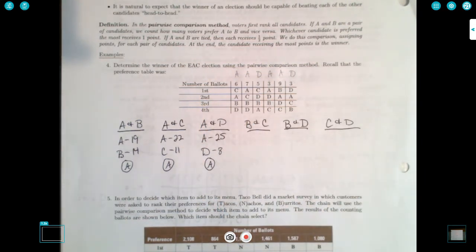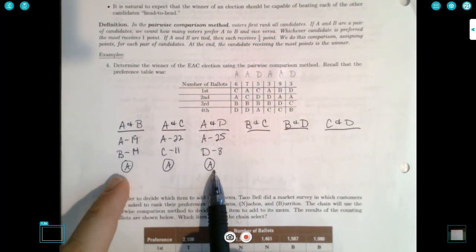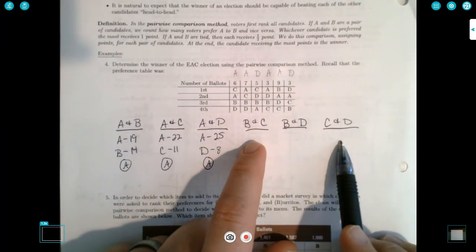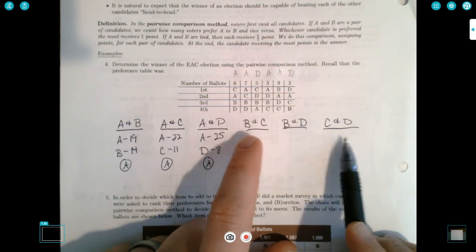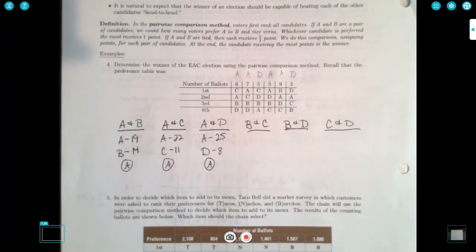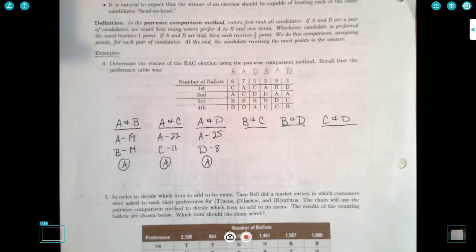So right now we could stop doing our work, because we already know that in each of these head-to-head races, A is the winner. Even if B is the winner in both of the others, B can't be the winner overall. None of them can win more head-to-head races than A. So A is obviously the winner.